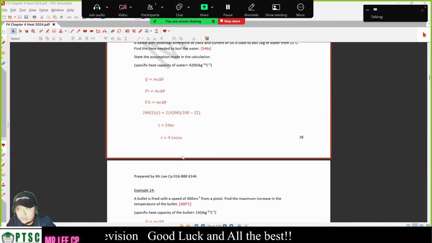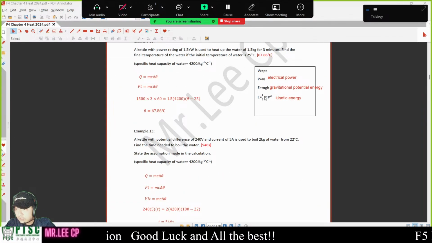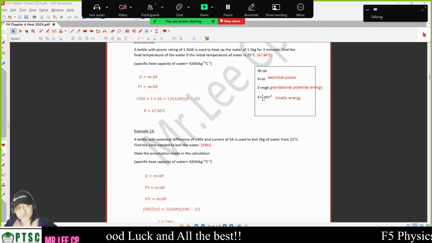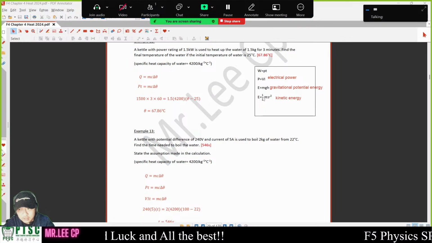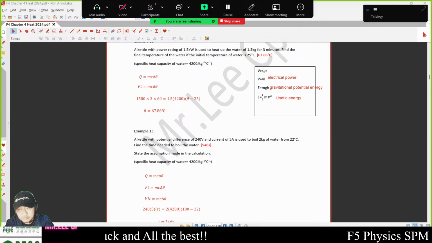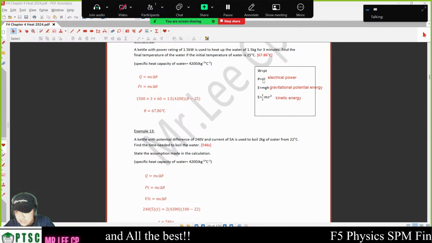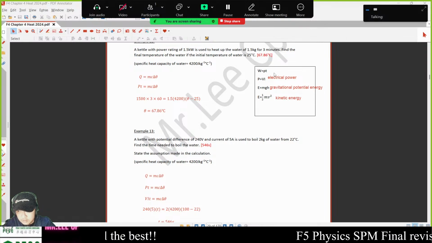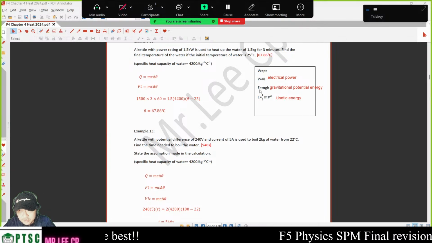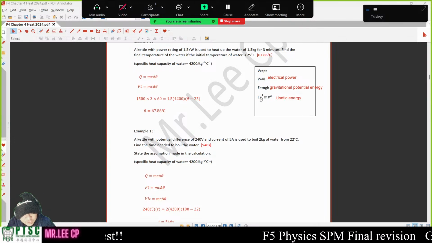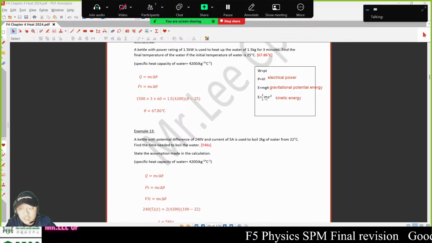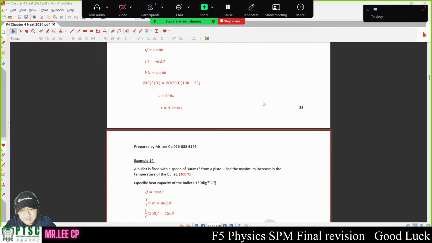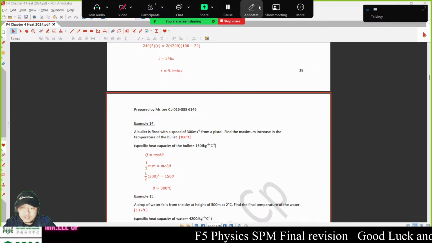Okay, and then it also can be kinetic energy. Energy cannot be created, cannot be destroyed. Energy can only be transformed. So you can use these few formulas. Make sure W is Pt, P is VI, E is mgh, E is half mv squared. Sometimes they don't give you the m, as the m can be cancelled. For example, I take this example.